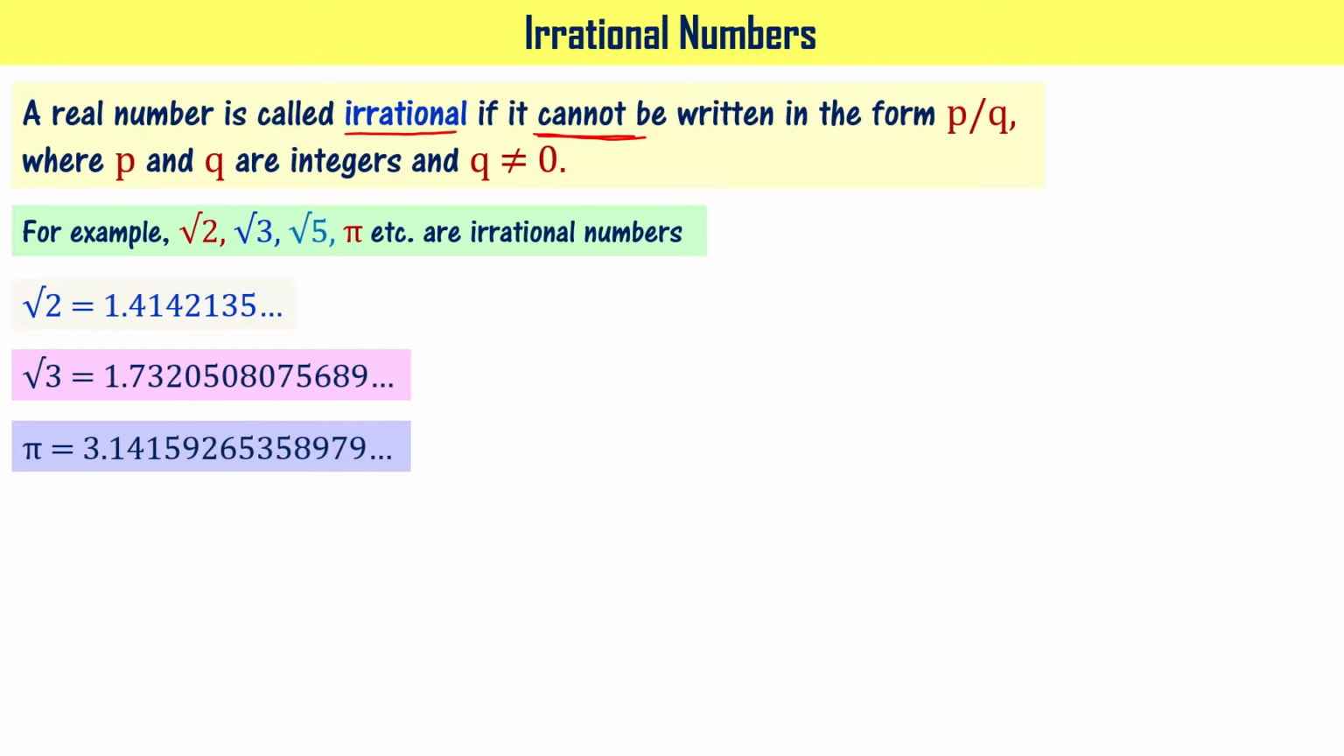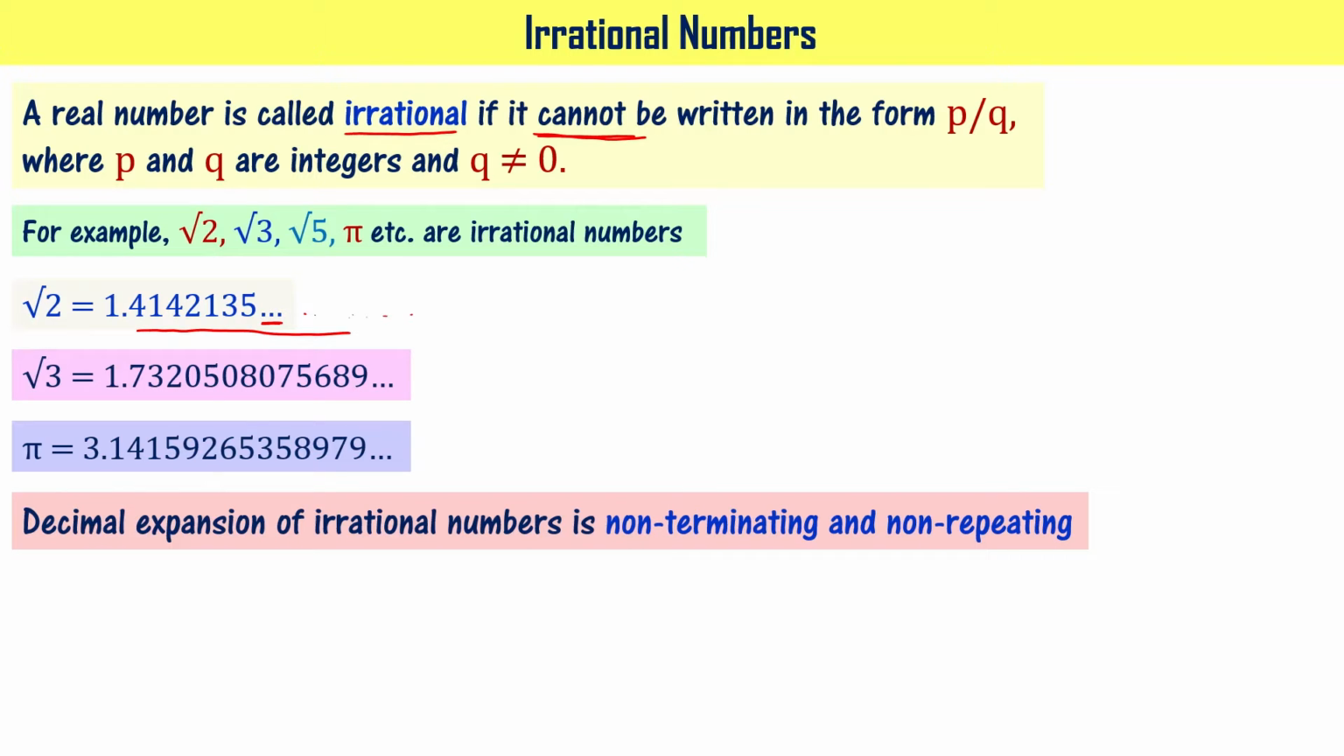Pi can be written as 3.1415926535 and so on. In all these cases, if you observe, the decimal expansion is non-terminating, meaning you have these three dots, right? It means you can write as many digits as possible. At the same time, those digits are not going to be periodically repeating, right? For that reason, we say that the decimal expansion of irrational numbers is non-terminating and non-repeating. Please note this. Non-terminating and non-repeating or non-recurring, doesn't matter.